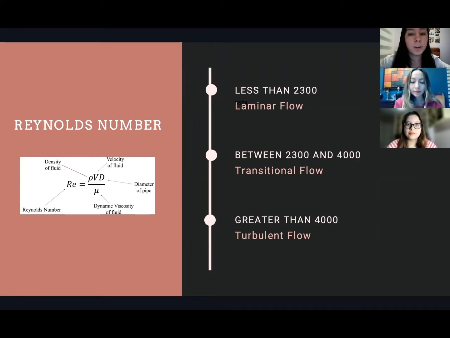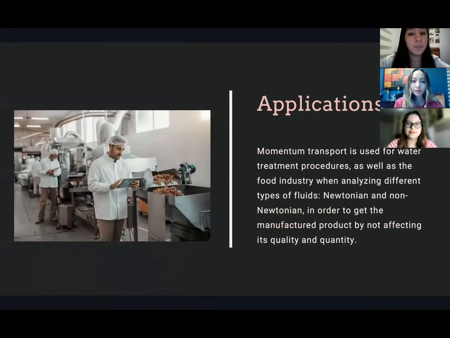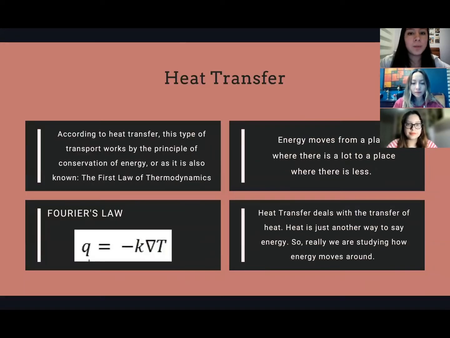Momentum transport is used for water treatment procedures, as well as in the food industry when analyzing different types of fluid, Newtonian and non-Newtonian, in order to get the manufactured product without affecting its quality and quantity. By using this transport, the analysis allows us to optimize each process by setting up the right conditions that would help predict the results. Now, according to heat transfer, this type of transport works by the principle of conservation of energy, or as it is also known, the first law of thermodynamics.